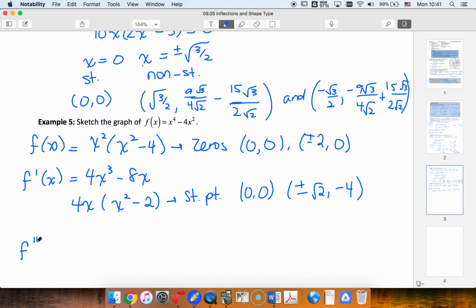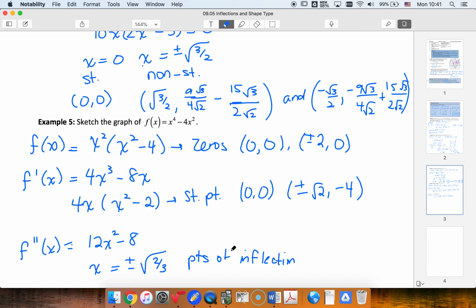And now if I look at my second derivative, that's going to be 12x squared minus 8. Setting this equal to 0, x is plus or minus 8 over 12, which reduces to 2 over 3. So plus or minus root 2 over 3 is the x coordinates of the points of inflection. Notice that none of these are points of inflection. So I know that these are going to be maxes or mins.